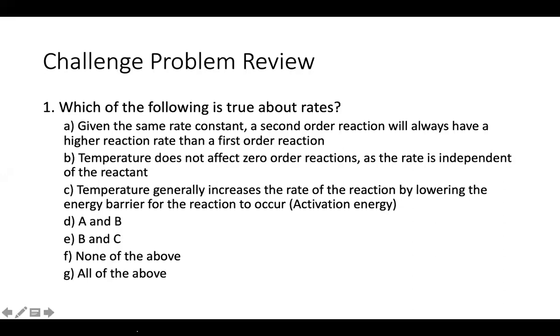Okay, so number 1 was just a theoretical question about rates. And so, we have 3 options, basically A, B, C, and then the rest of the options are just different combinations of those. Okay, and so A says, given the same rate constant, so given the same k, a second order reaction will always have a higher reaction rate than a first order reaction.